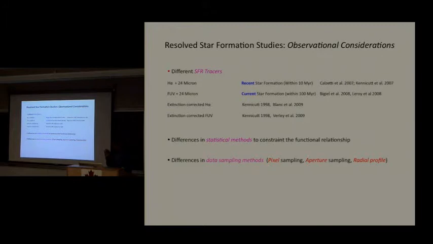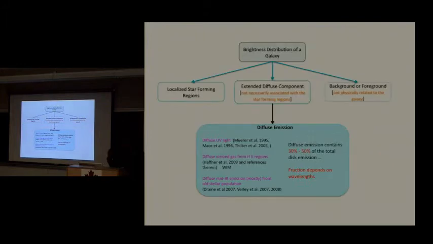The thing that went untold, that nobody actually paid attention to, is called the coupling between the diffuse component and the star forming regions. What I mean by this red box is that if you look at a galaxy image, a galaxy map can be split into three components. One is the localized star forming region, forming massive stars. The other is the extended diffuse component, which is surrounding it, and the background or foreground of the sky. So if you think of a galaxy as a system which has meatballs and sauce in it, the meatballs are basically your star forming knots, H2 regions, and the sauce is the diffuse emission.